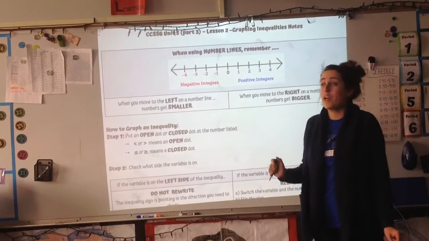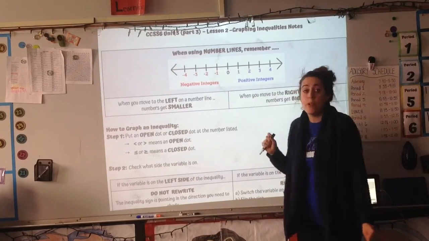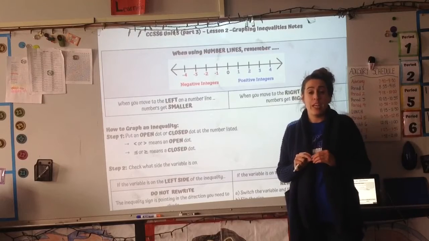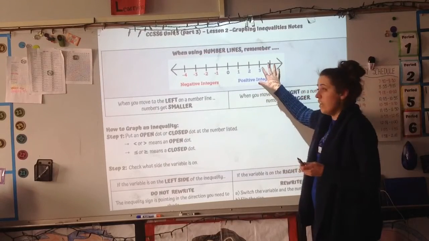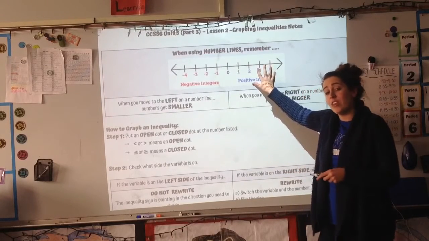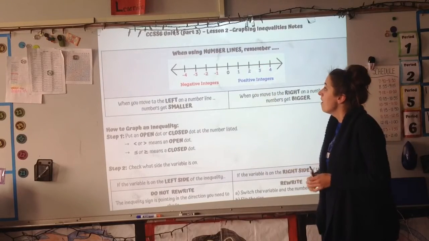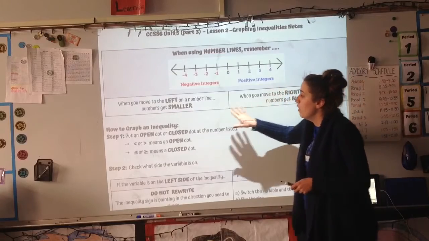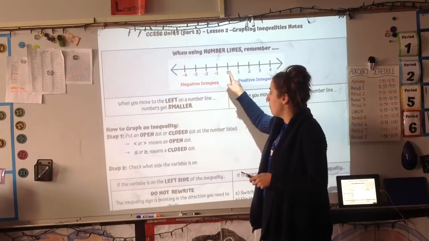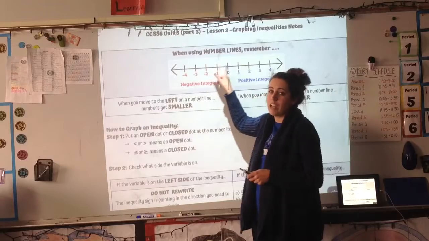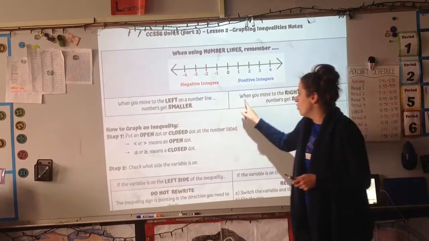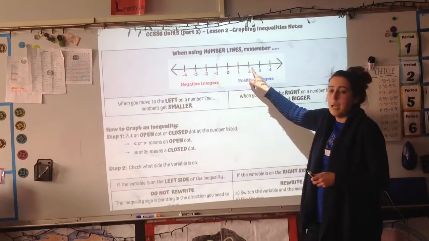Alright, today we are going to talk about graphing inequalities. So a couple reminders before we get into the actual inequality part. We want to look at number lines. We talked about this back in Unit 3 when we were working with the coordinate plane, rational numbers, all of that. So a couple things to remember. When you move to the left on the number line, your numbers are getting smaller. When you go to the right, your numbers are getting bigger.